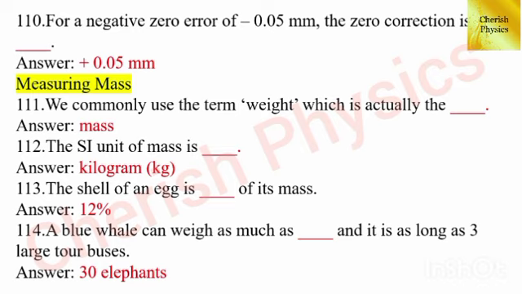Next, we commonly use the term weight, which is actually the mass. The SI unit of mass is kilogram. The shell of an egg is 12% of its mass. A blue whale can weigh as much as 30 elephants, and it is as long as 3 large tour buses. The answer is 30 elephants.